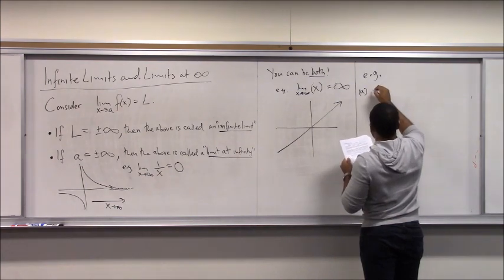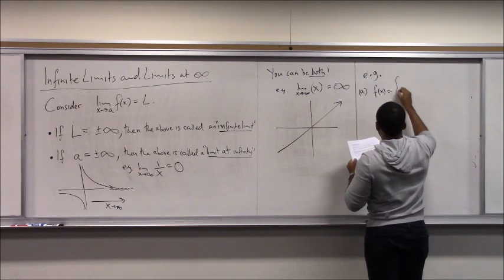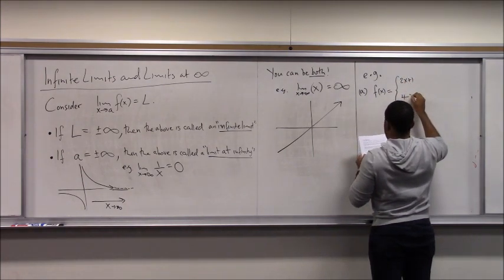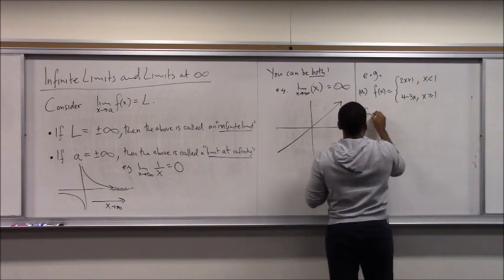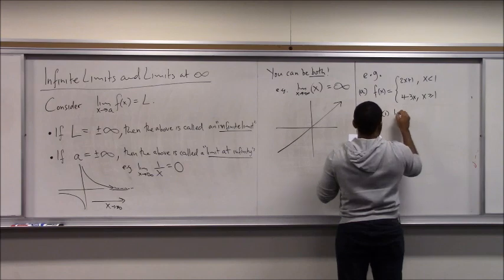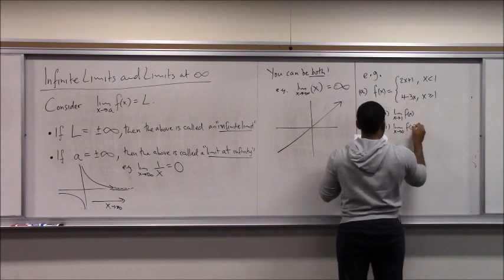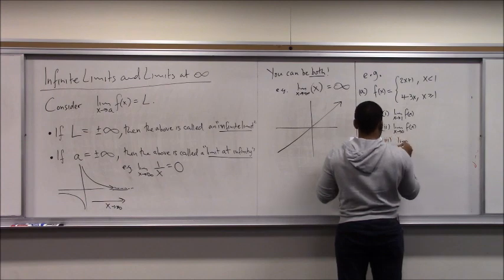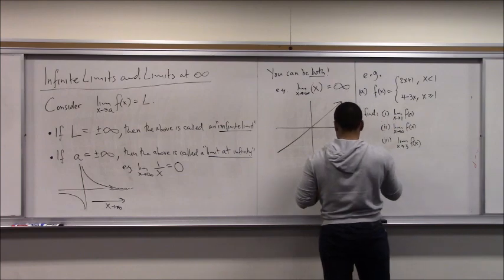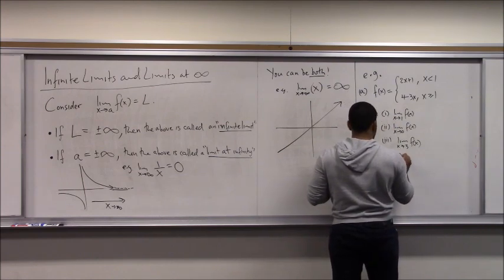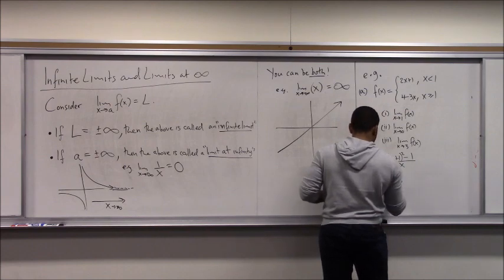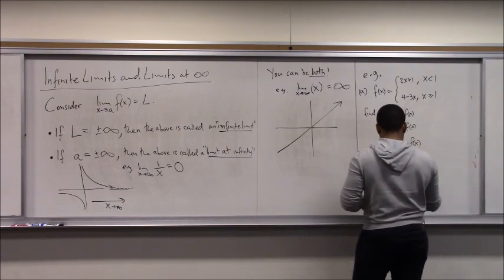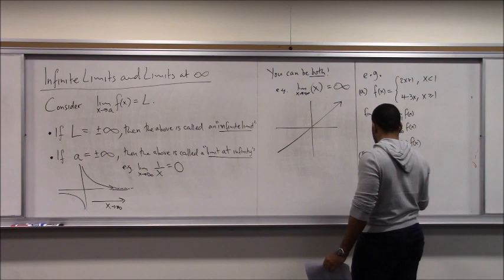So A. If your f of x equals this, I want you to find, part 1, the limit as x approaches 1 of the function. Part 2, the limit as x approaches 0 of the function. Part 3, the limit as x approaches 3 of the function. B. What is the limit of x plus 1 squared minus x? C. What is the limit of the square root of 4 plus x, minus 2, over x?